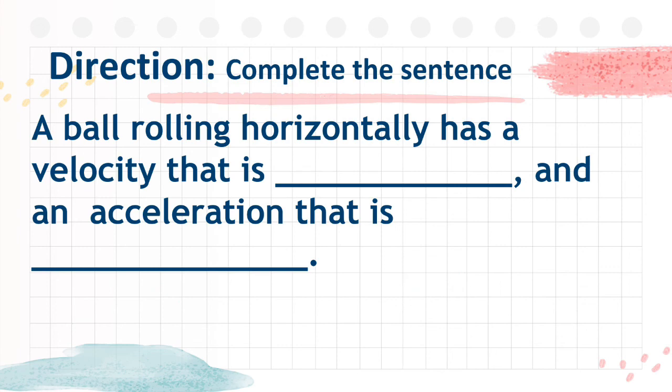After you finish the activity, complete the sentence. A ball rolling horizontally has a velocity that is blank and an acceleration that is blank.